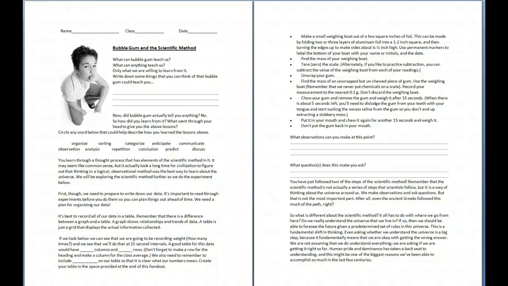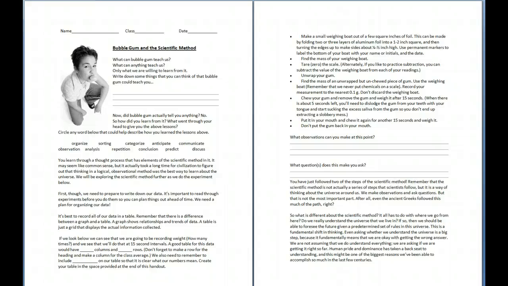Okay, welcome to the lecture on the scientific method. This particular activity is called Bubblegum and the Scientific Method, and it is something that we're going to be going through to teach you about the scientific method. It's fun, it's pretty simple, it's something you can do at home, really.